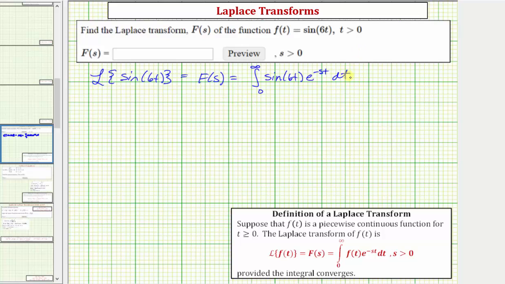Notice how we have an improper integral here. So let's rewrite this using limit notation. We'll write this as the limit as b approaches infinity of the integral from 0 to b. So notice how we substituted b for infinity, and then we have the limit as b approaches infinity of the definite integral. And let's write the integrand function as e raised to the power of negative st times sine 6t dt. And now for our next step, we'll go ahead and find the antiderivative, or the indefinite integral, of e raised to the power of negative st sine 6t dt. Then we'll come back here, determine the definite integral, then determine the limit.